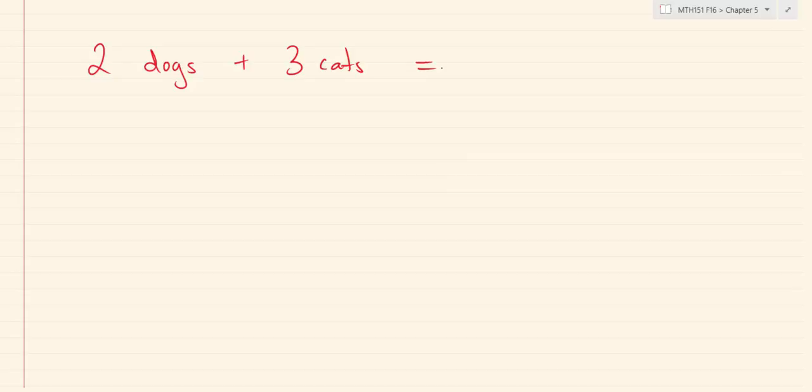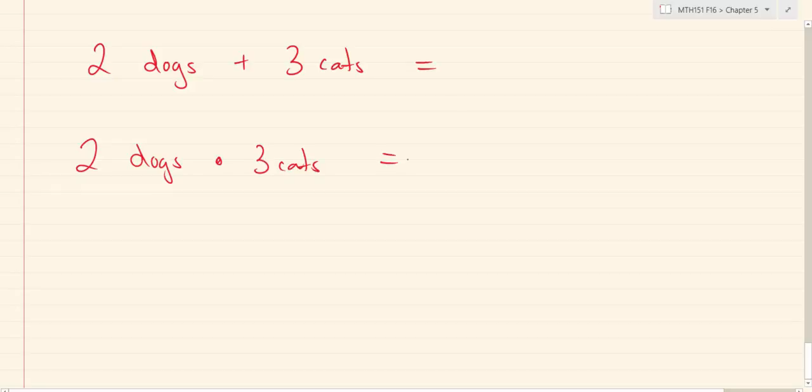You can't do this, right? However, if I had 2 dogs times 3 cats, what do I get? I get 6 dog cats, right? Or this is maybe a bad example, dogs and cats. Here's another one, 2 feet times 3 feet. And feet like the unit measurement, not like feet on the bottom of your legs, right? What do you get here? 6 feet squared. Feet times feet, right? Which is feet squared.